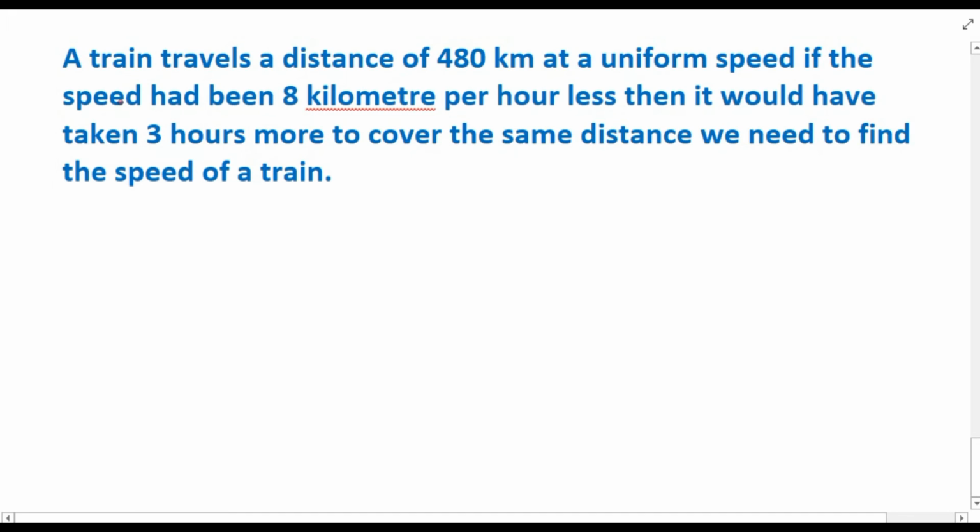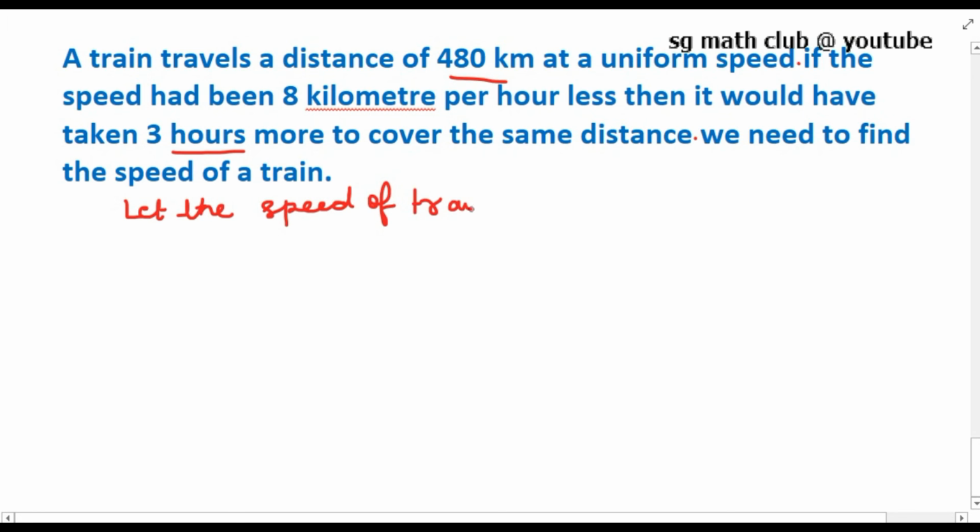So next question. A train travels a distance of 480 km at a uniform speed. If the speed had been 8 km per hour less, then it would have taken 3 hours more to cover the same distance. We need to find out the speed of the train. So let the speed of the train be x.